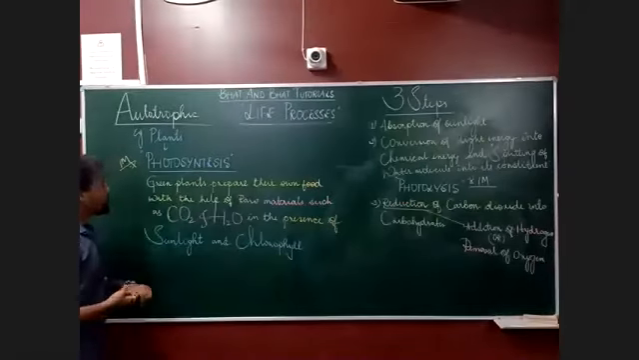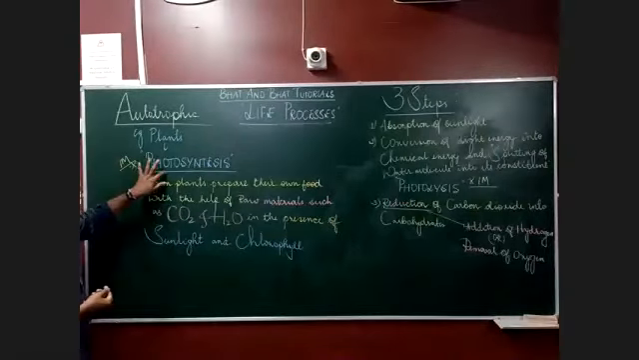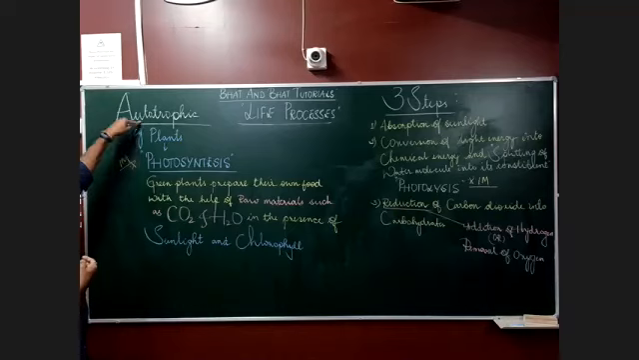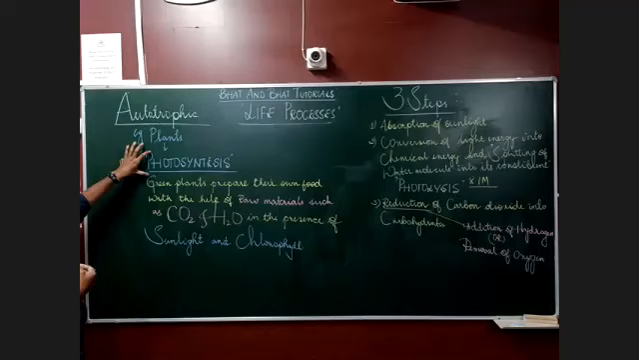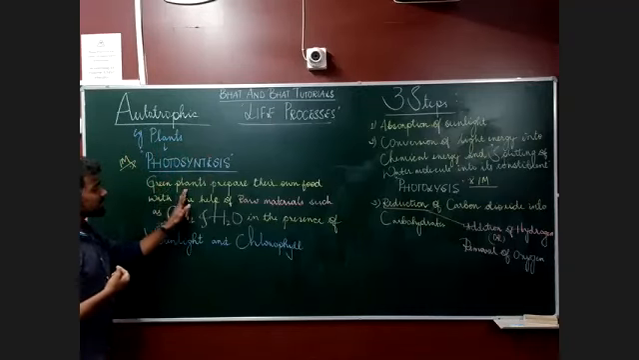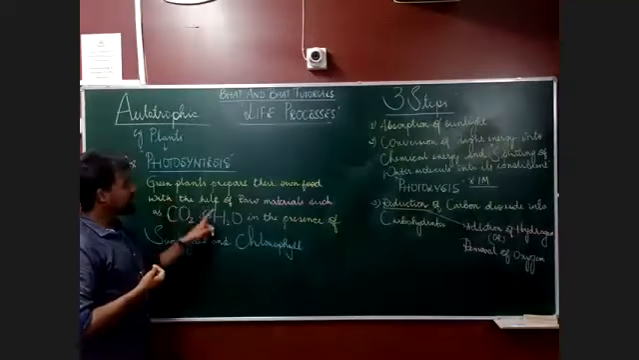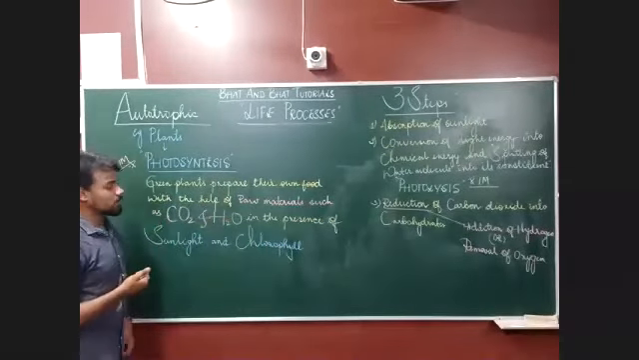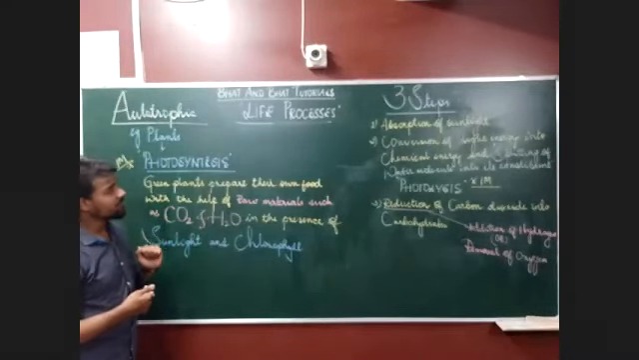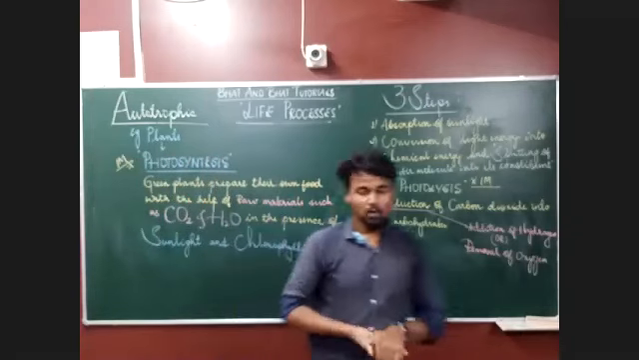We first started with the process called photosynthesis. I'm starting with autotrophic nutrition. First factor was nutrition, which has two types: first autotrophic, second heterotrophic. Autotrophic nutrition is mainly seen in plants. Plants exhibit a process called photosynthesis. How do we define photosynthesis? Green plants prepare their own food with the help of raw materials such as carbon dioxide and water in the presence of sunlight and chlorophyll.